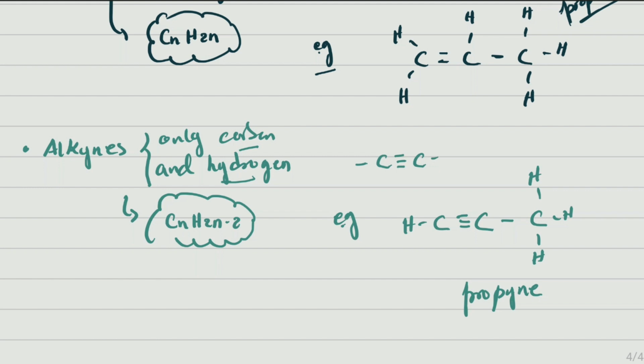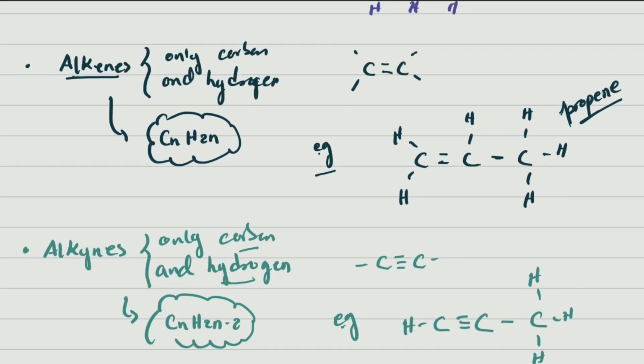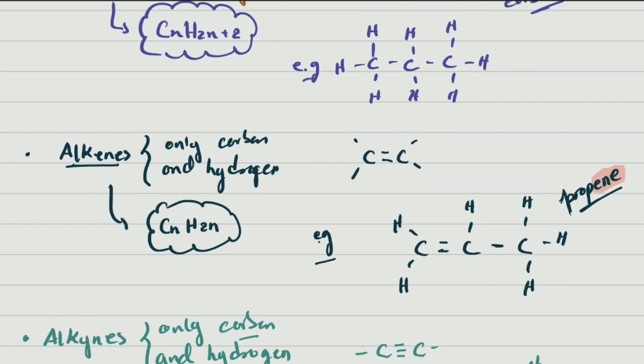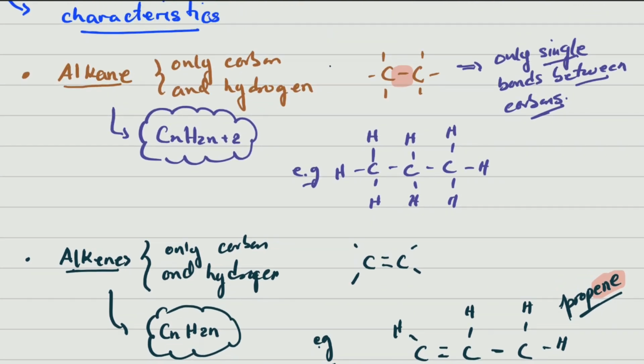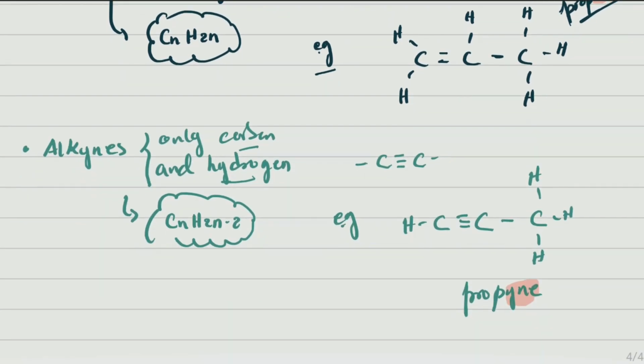Propyne. Okay, note that this will end in -yne. If you go to the alkenes, they will end in -ene. If you go to the alkanes, they will end in -ane. I didn't write the name for that one there. Okay, so these are the first 3 homologous series we learn here.